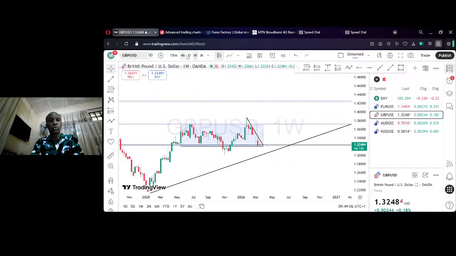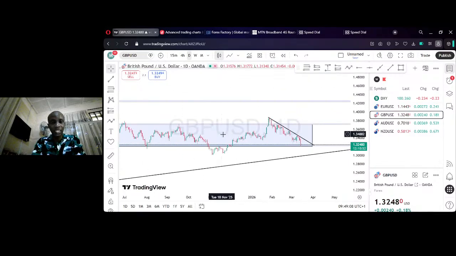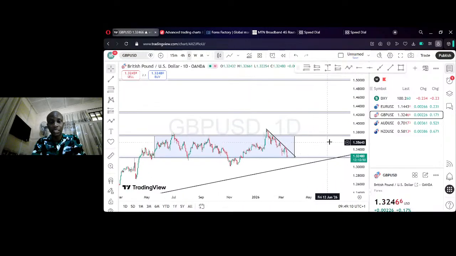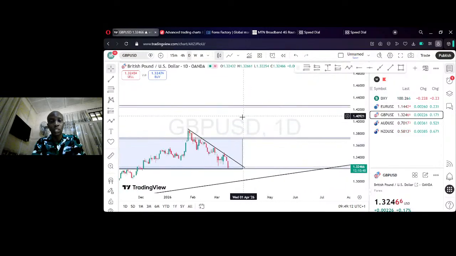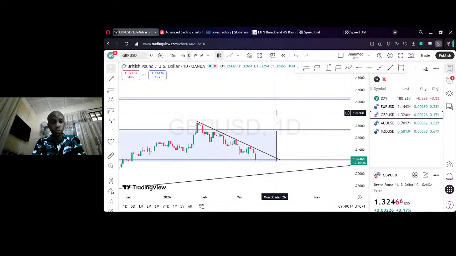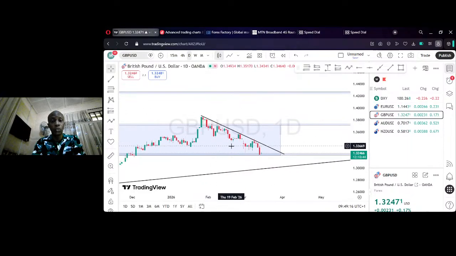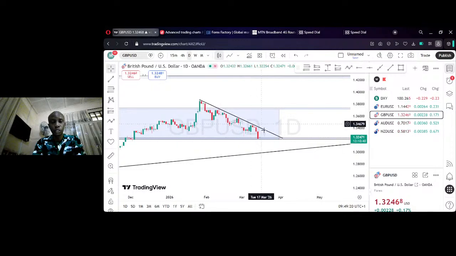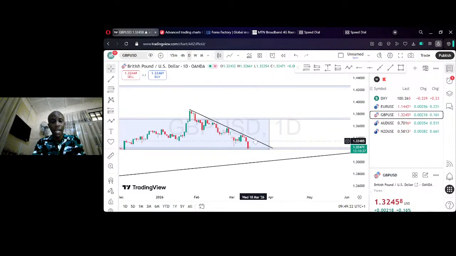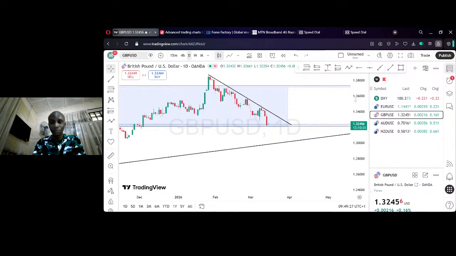So coming to the daily time frame. Now on the daily time frame right here, we can see that the last market week was a sell throughout. We have a low, we have a high, we have a low, we have a high, we have a low, we have a high. So price is currently pushing for a lower low, so we expect a lower high to happen.